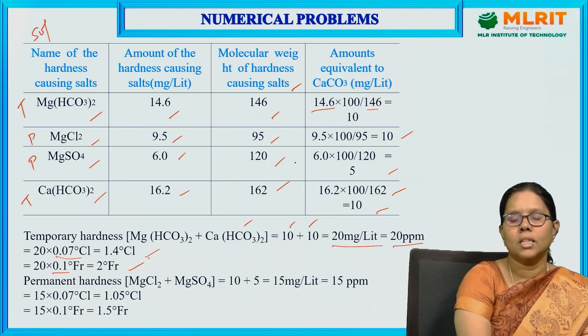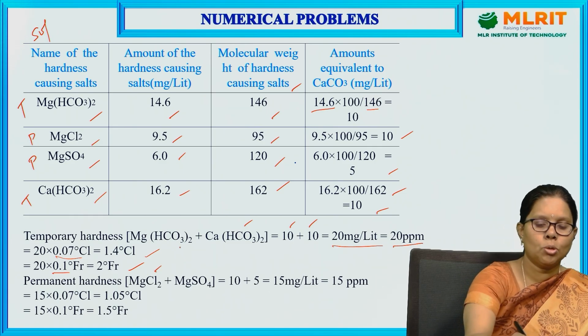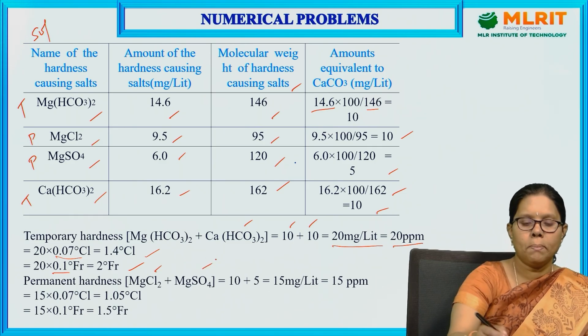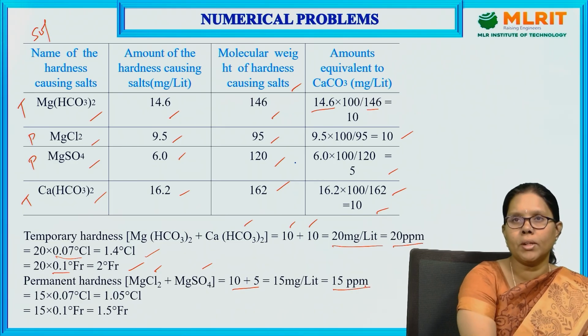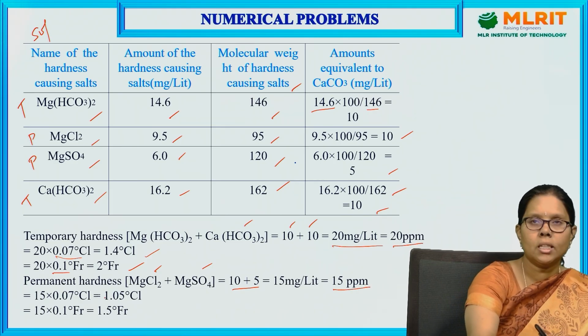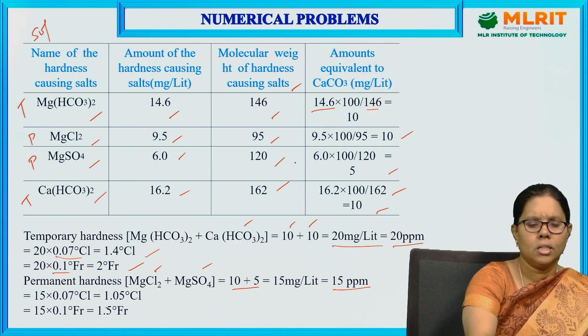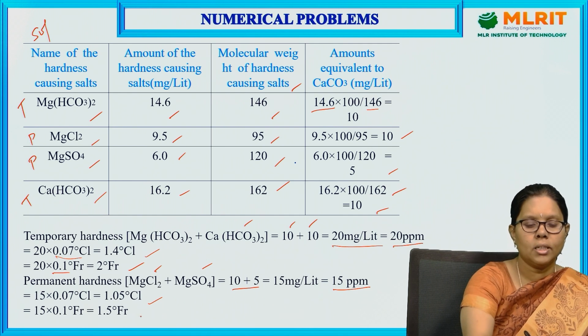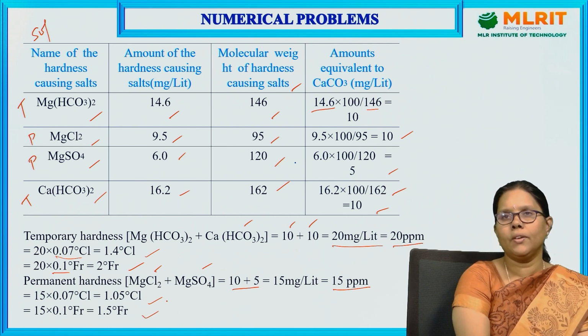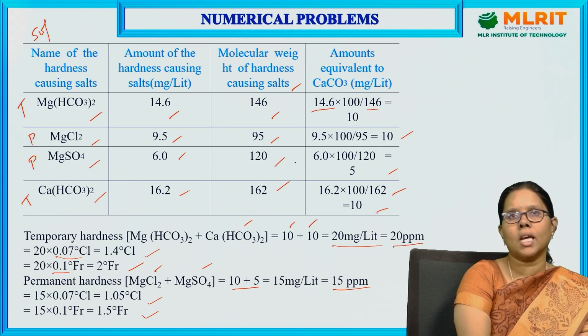Permanent hardness, which is because of magnesium chloride and magnesium sulfate, 10 plus 5 is equal to 15 milligrams per liter, which is nothing but 15 ppm. In terms of degree Clark, into 0.07. In terms of degree French, 0.1. So after the calculation, you will get 1.05 degree Clark and 1.5 degree French. All these are the calculations which are helpful for the calculation of temporary and permanent hardness in terms of degree Clark and degree French.